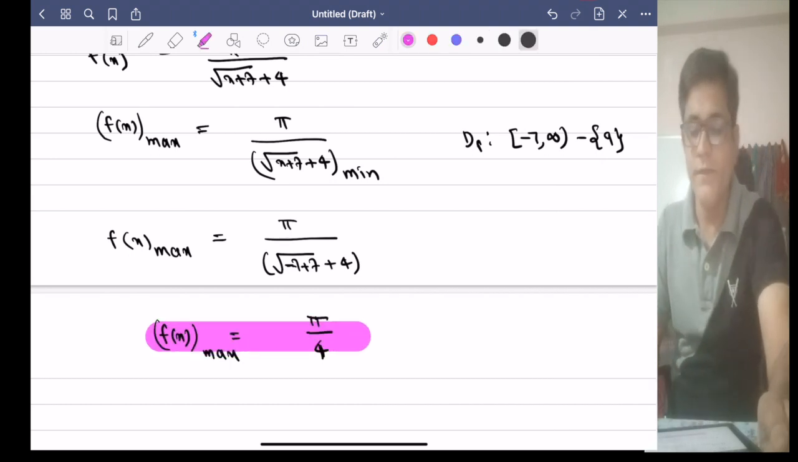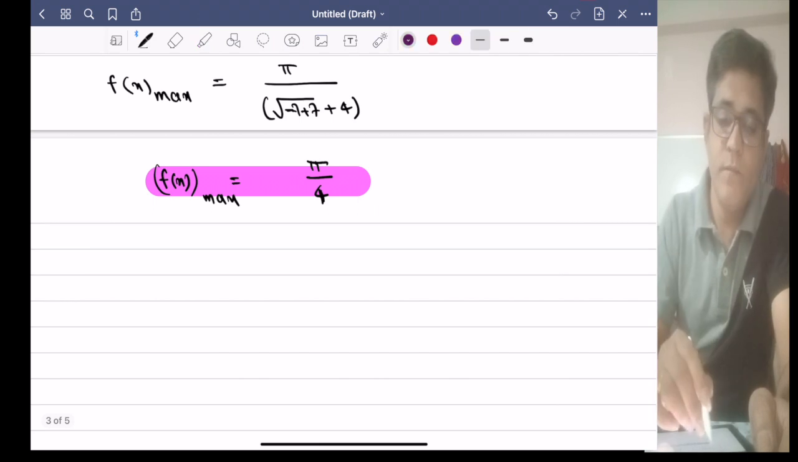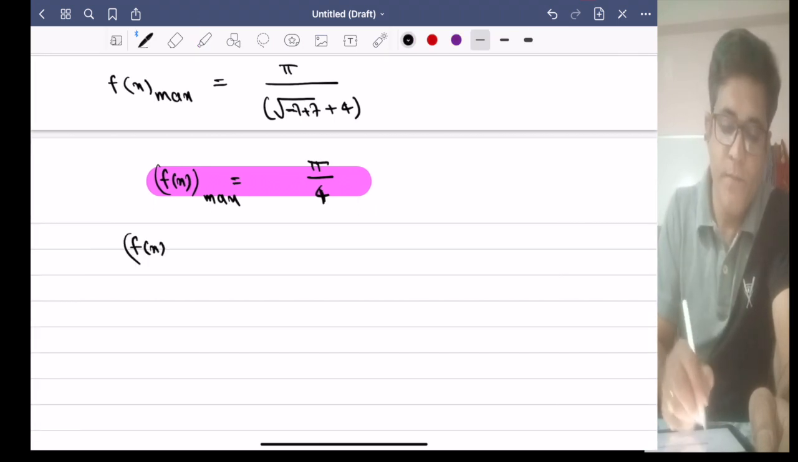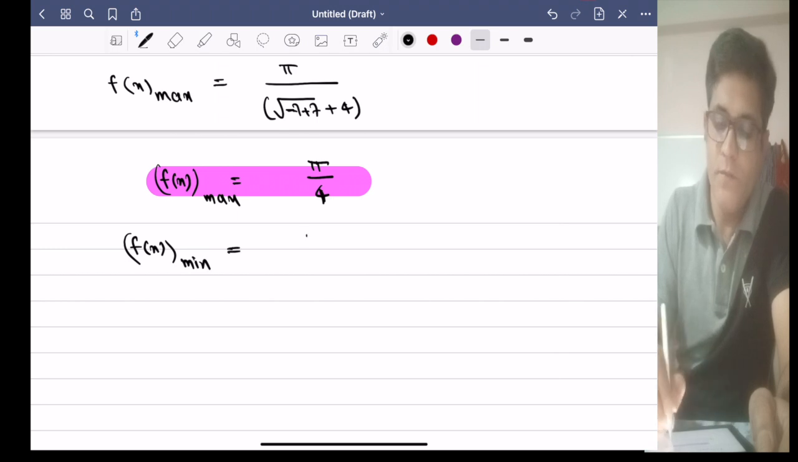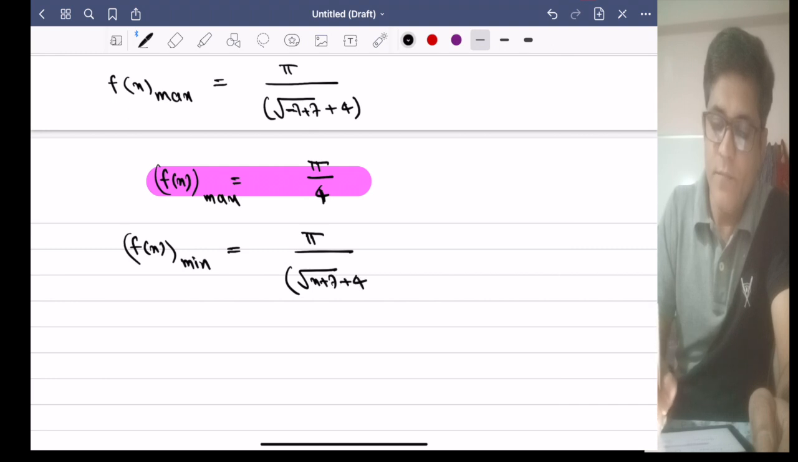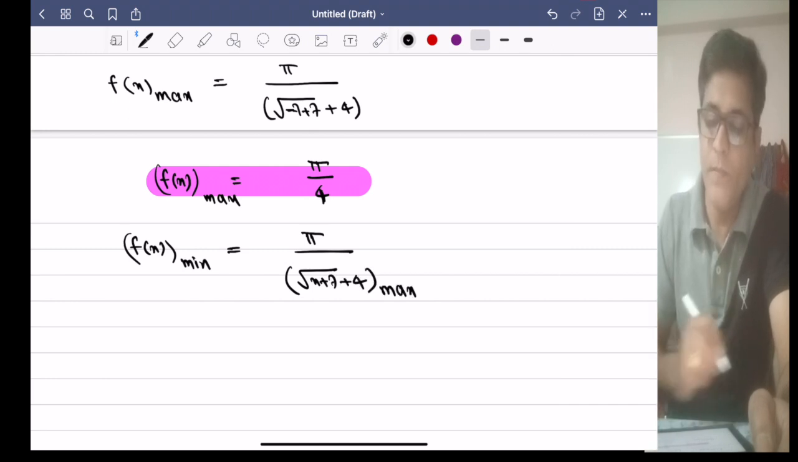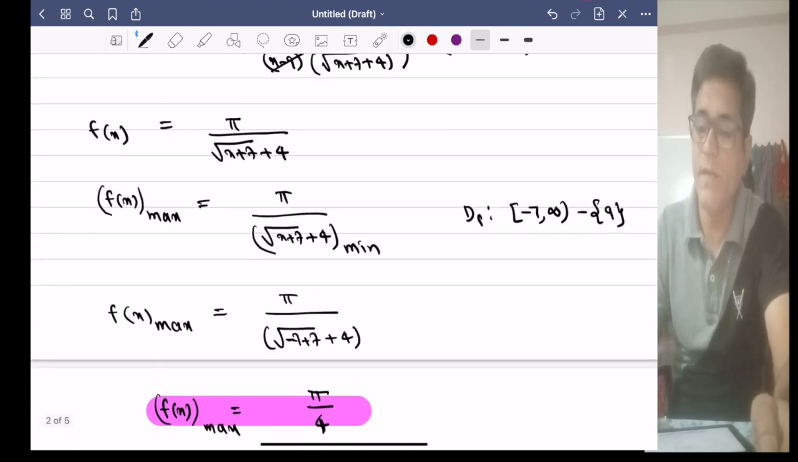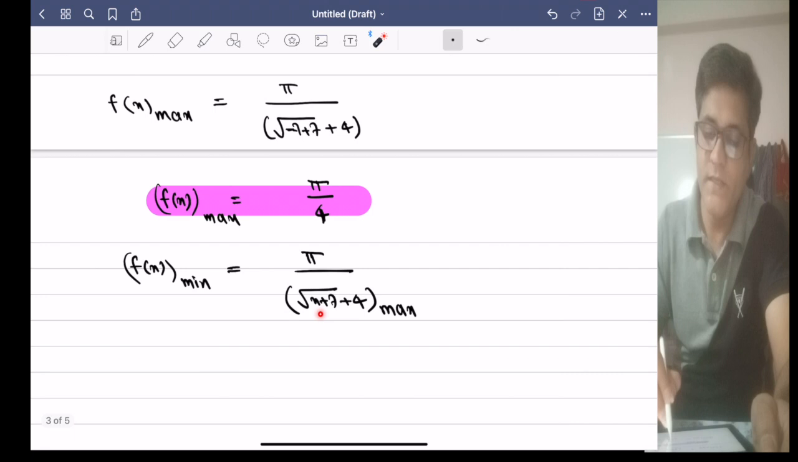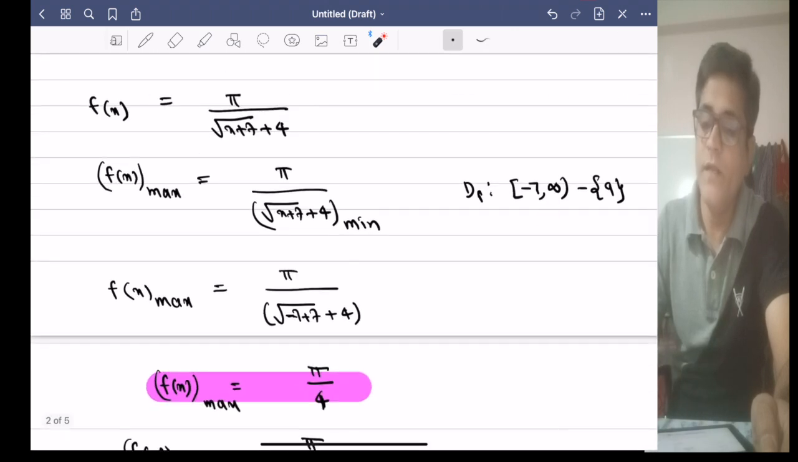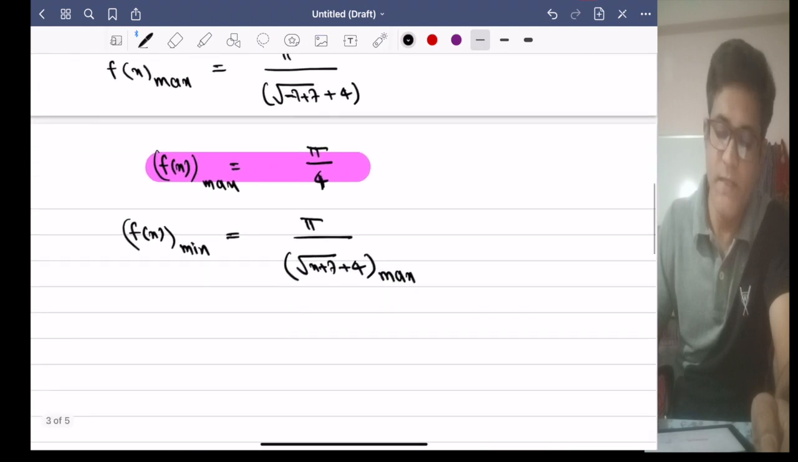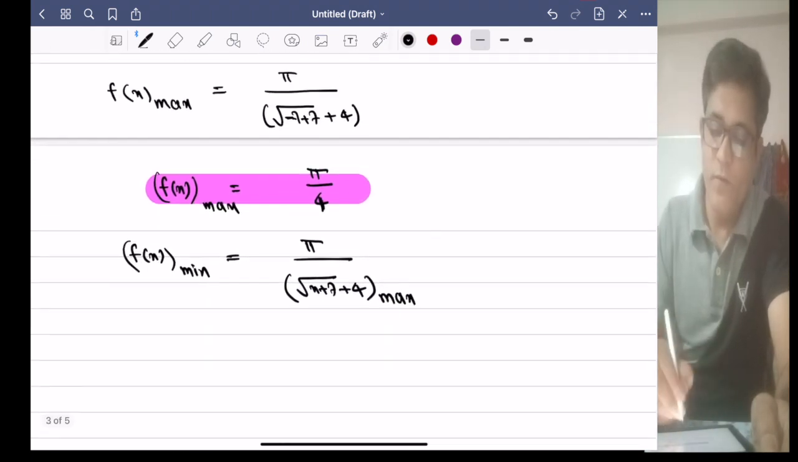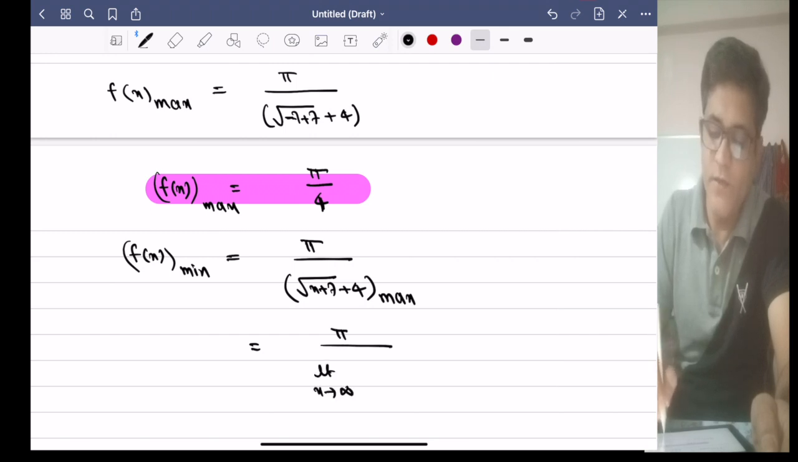So now what you do is, now find the minimum value. So f of x minimum is equal to pi over square root of x plus 7 plus 4 maximum. In its domain, root x plus 7 plus 4 takes its maximum value when x goes to infinity. So to find it, we will use the limit, that is pi over limit x tends to infinity root of x plus 7 plus 4.